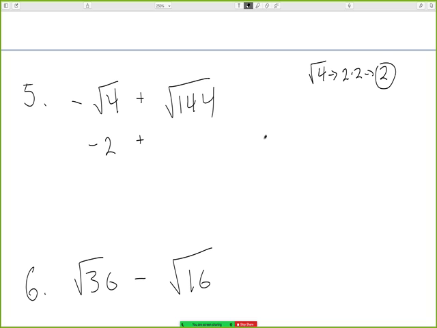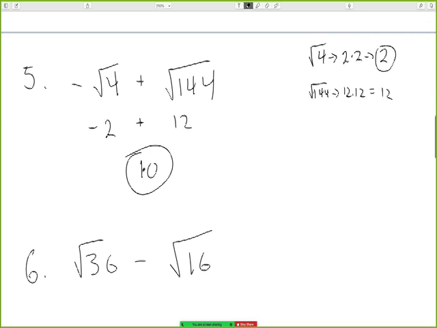A few people are changing their minds. Yeah, negative 2 plus root 144. We can simplify root 144. You may have had to do this on your calculator, but if you multiply 12 together, you get 144. So it is a perfect square, 12 times 12. So root 144 equals 12. If you take negative 2 and add it to 12, the good guys win, and you get 10. So if that's not what you put, go ahead and change your paper now to show the right answer.